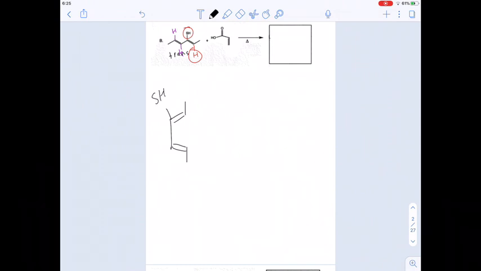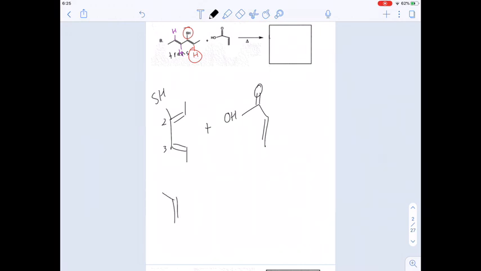So redrawing our diene, it's going to look like this. Pretty similar to the last question, except now we have an SH on it. And our dienophile. In this case, once again, you don't actually have to draw the resonance.